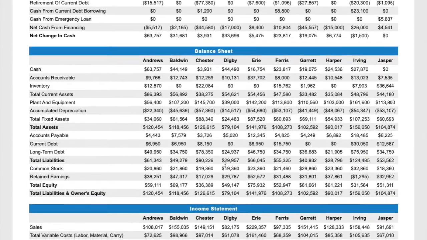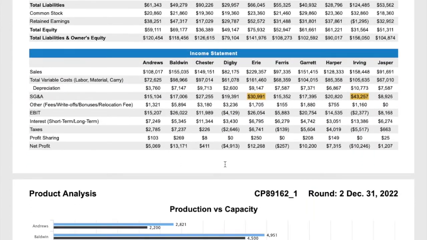Also, as I mentioned before, let's take a look at the income statement. In the income statement, we can see Team Airy and Irving spent SG&A of $30,000 and $43,000, and that's why Team Irving, you need to really take a look if your advertisement and marketing is really too much.